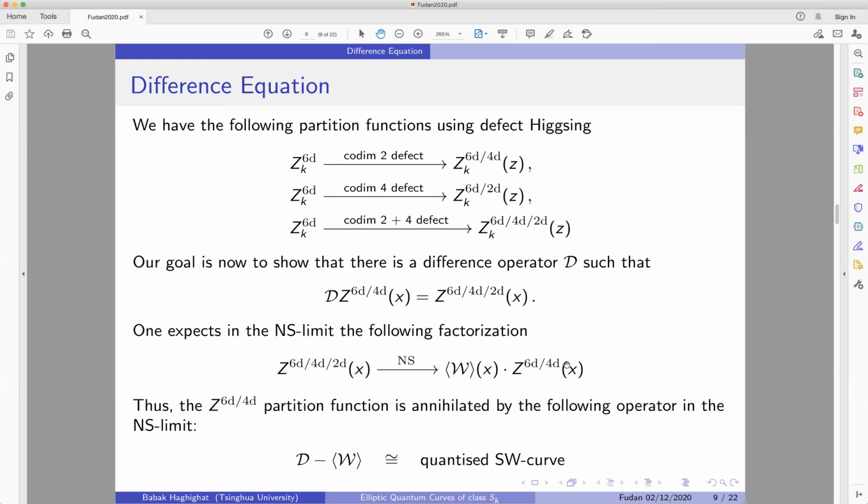So if you take the NS limit, you expect this kind of factorization. So what you will get is that your Wilson surface expectation, the coupled partition function, will be just a product of this Wilson surface times the coupled partition function. The way it works is that you have on R4 these two R2 planes, and the codimension 2 defect is wrapping one of these R2 planes, it's point-like on the other, and the codimension 4 defect is point-like on both.